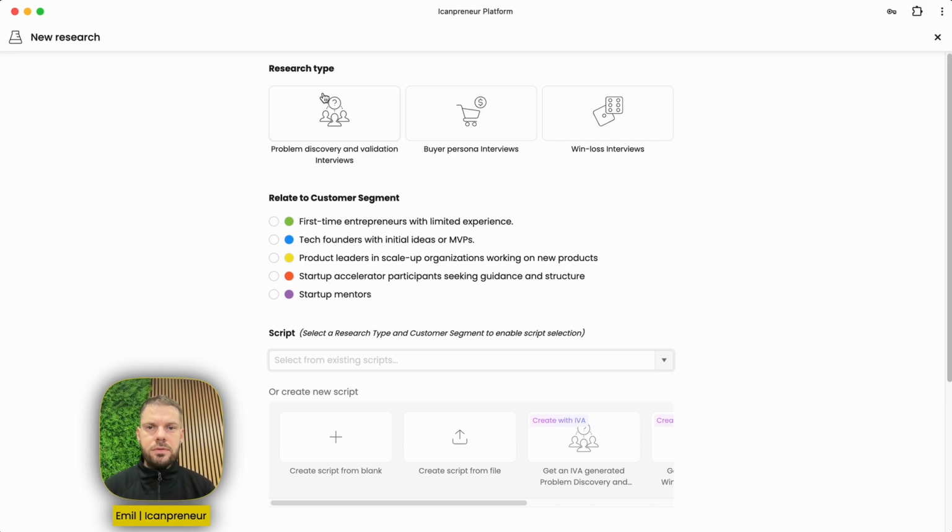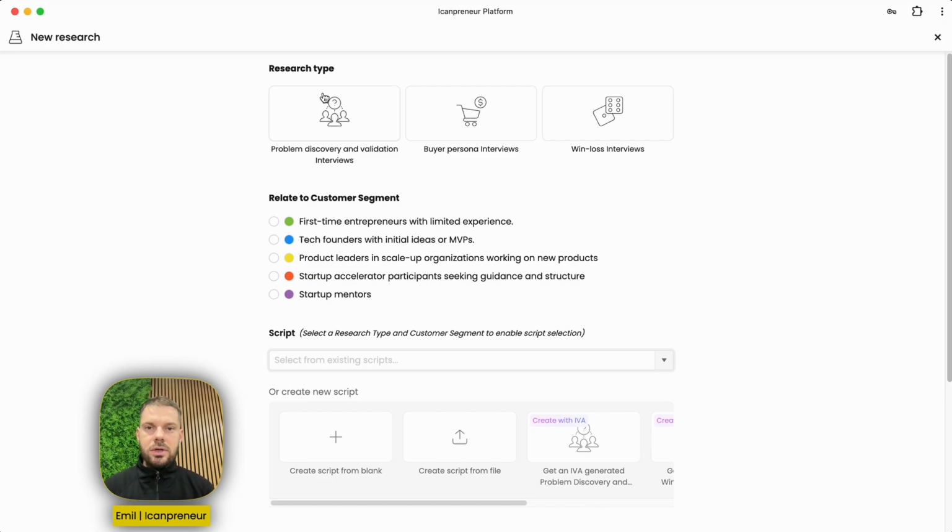Buyer persona interviews are helpful when you have a positioning and messaging statement that you want to validate with the real market, and you want to build a go-to-market strategy that will help you launch your product. The win-loss interviews are used when you already have a product that you're selling to people, and through those interviews you're going to learn why they come to your product or why they don't come, and how you can further improve your go-to-market strategy or your product in order to increase your conversion rate.